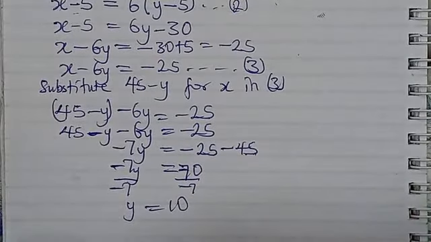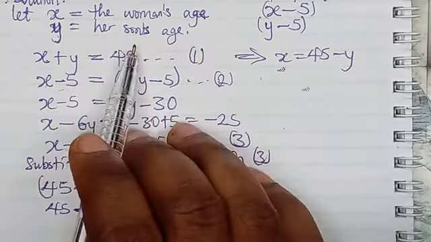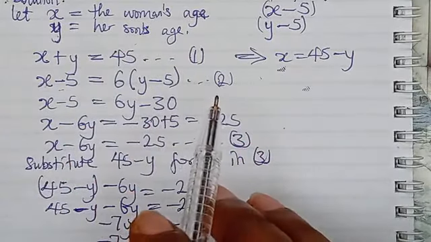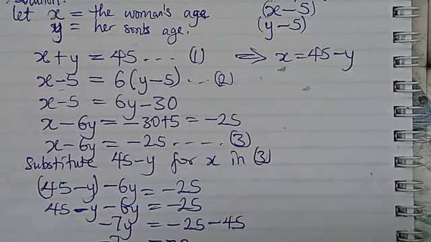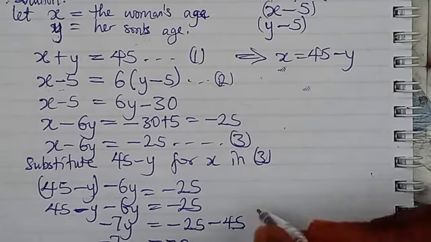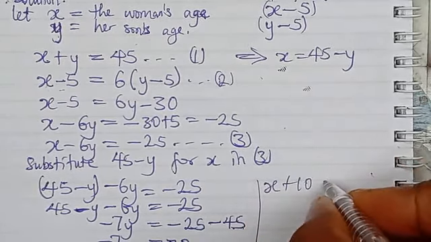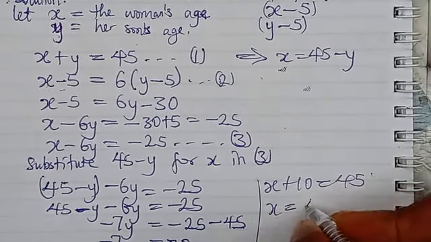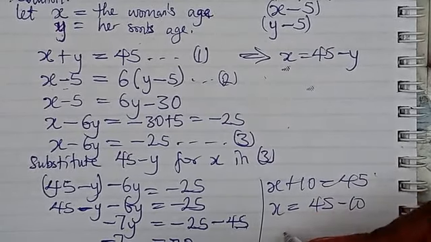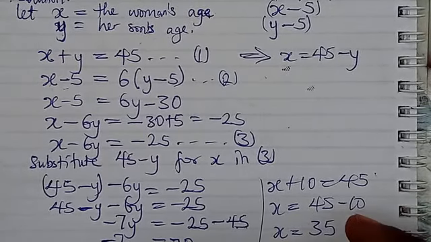We can see that. And remember, we said that y was the son's age. Therefore, her son's age is 10 years old. The son is 10 years right now. And from equation 1, their ages add up to 45. Therefore, to find x, we say x plus 10, the son's age, is equal to 45. And therefore, x is equal to 45 minus 10. Therefore, the mom's age, which is x, is 35.